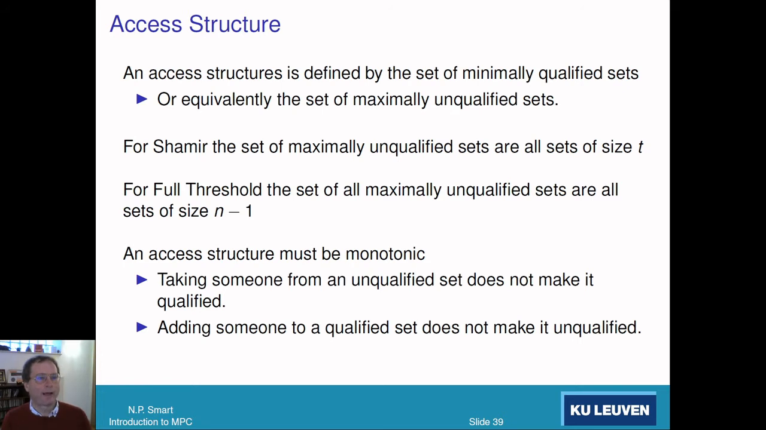And what must an access structure be? Well, it's going to be what's called monotonic. In other words, if a set can recover the secret and I add someone to it, then that set can still recover the secret. So adding someone doesn't make you unqualified, it only makes you more qualified. Okay, so that's what we mean by monotonic. Adding people can only give you more power, it can't take power away from you.